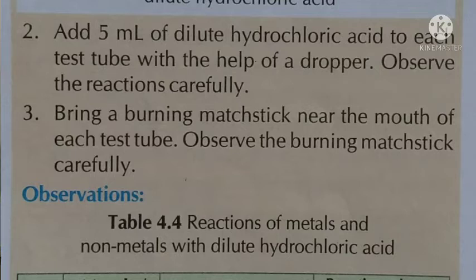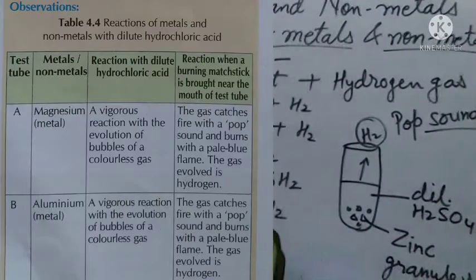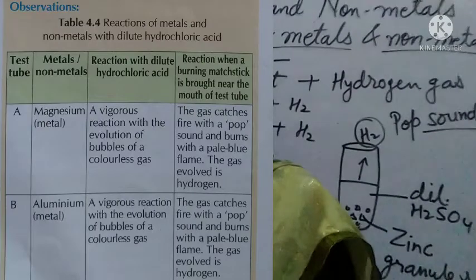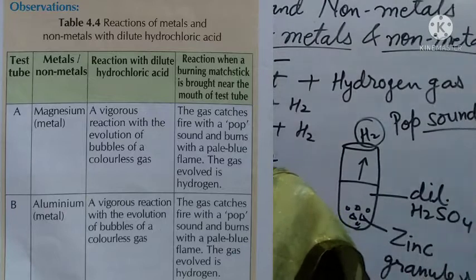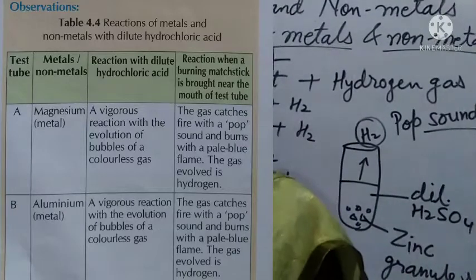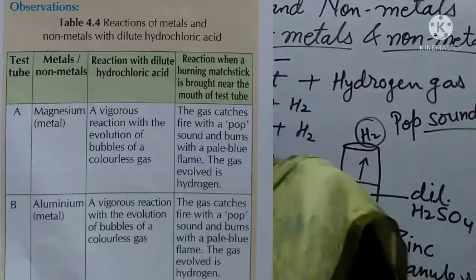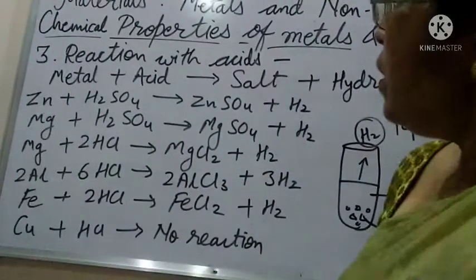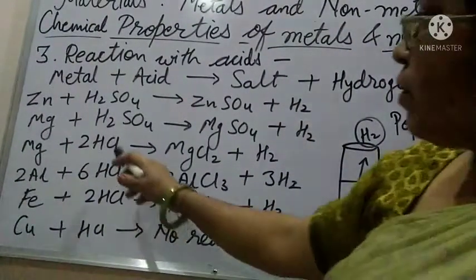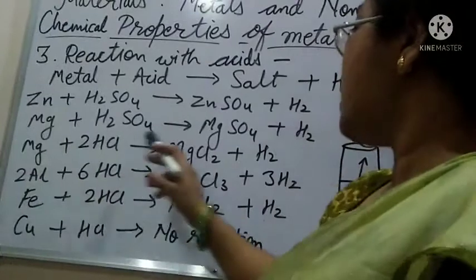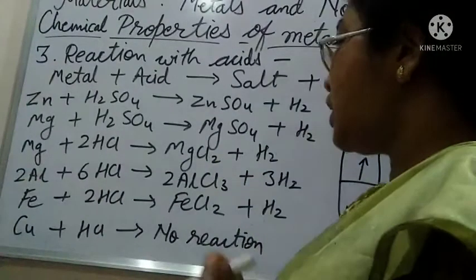Now we will observe the reaction of all these with the hydrochloric acid, whether hydrogen gas is evolved or not, and we can test for hydrogen gas with the burn test. In the burn test, hydrogen gas will burn with a pop sound, and it proves that hydrogen gas is evolving.